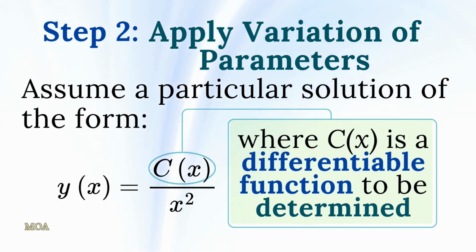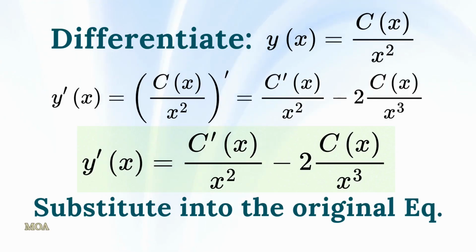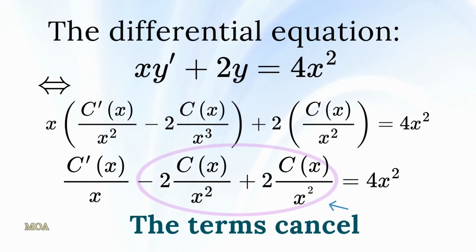That is, we assume a particular solution of the form y equals c of x times 1 over x squared, where c of x is a differentiable function to be determined. Now, differentiate this expression. y prime of x equals c prime of x times 1 over x squared minus 2 times c of x over x cubed. Next, substitute y and y prime into the original differential equation. x times y prime plus 2 times y equals 4 times x squared.